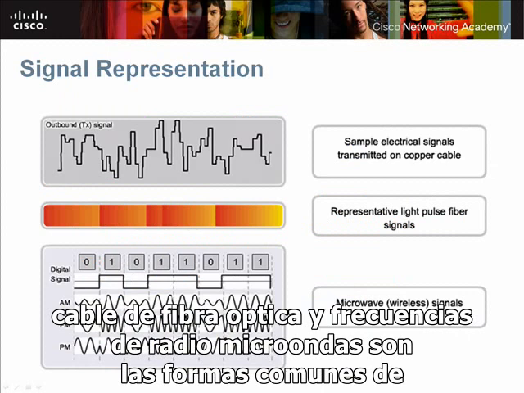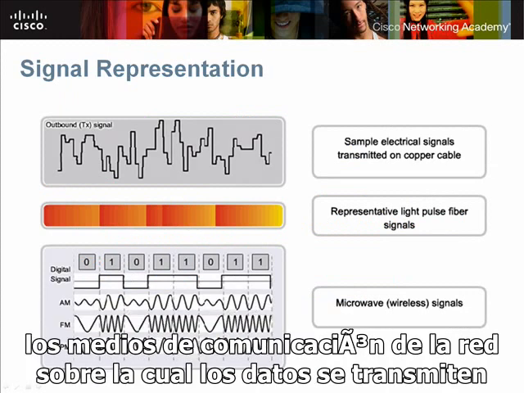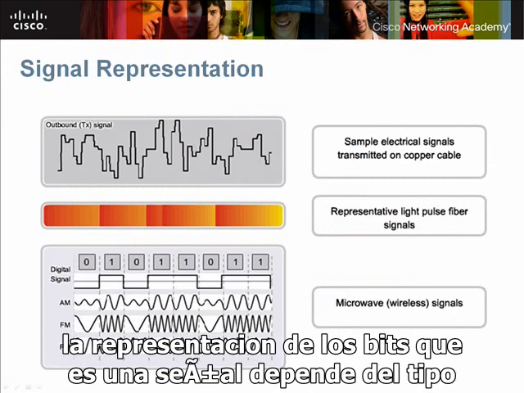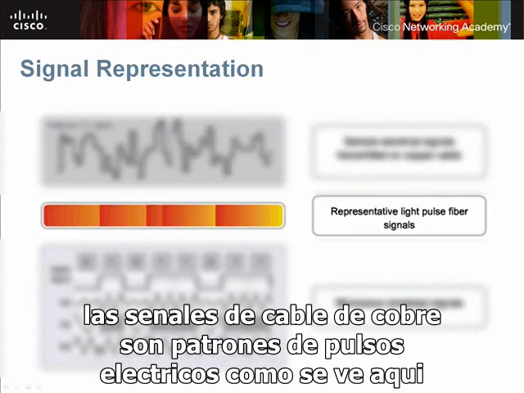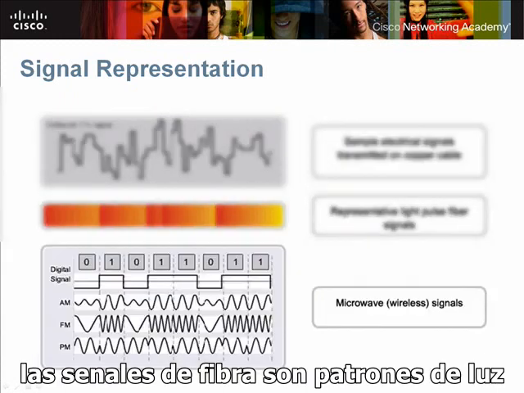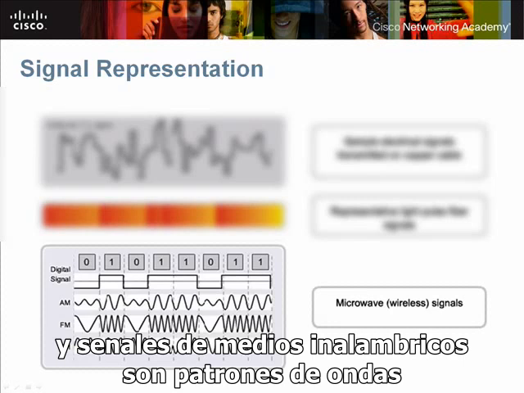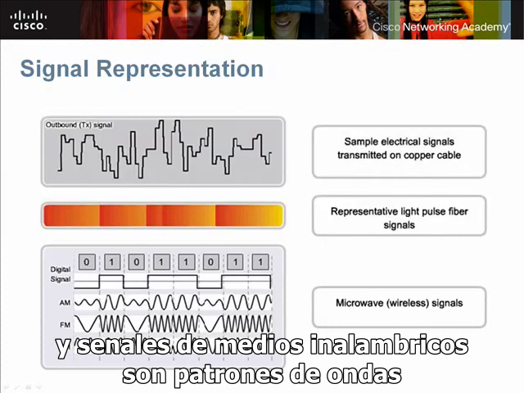Copper cable, fiber optic cable, and radio and microwave frequencies are the common forms of network media over which data are transmitted. The representation of the bits, that is, the type of signal, depends upon the type of media. For example, copper cable media signals are patterns of electrical pulses, as seen here. Fiber signals are patterns of light, and wireless media signals are patterns of radio waves.